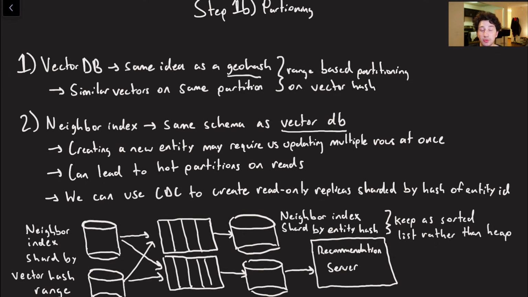However, at the same time, if that's how we partition things, we may run into problems when actually reading our neighbor index. The reason being, we can have hot partitions. Let's imagine that we're thinking about Mr. Beast videos. They're obviously super popular. Because they're all by Mr. Beast, they're probably pretty similar embeddings.